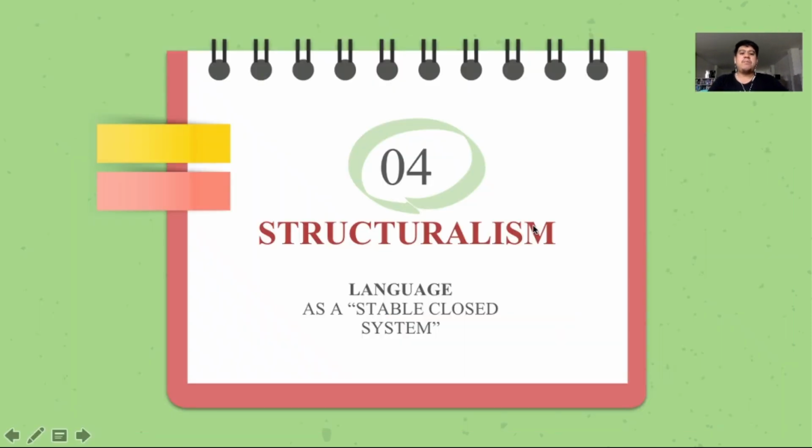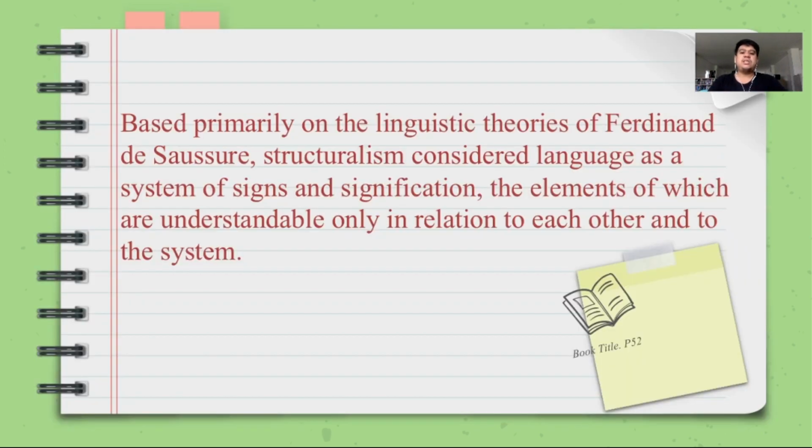So let's have number 4, structuralism. For structuralism, language is a stable, closed system. So remember that. The focus here is on the structure, the form. Okay? So this is based primarily on the linguistic theories of Ferdinand de Saussure. Structuralism considered language as a system of signs and signification, the elements of which are understandable only in relation to each other and to the system.